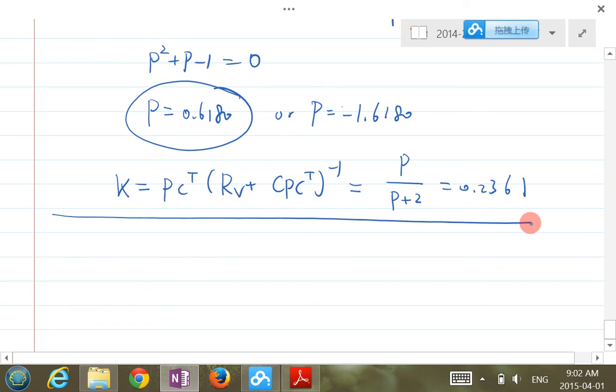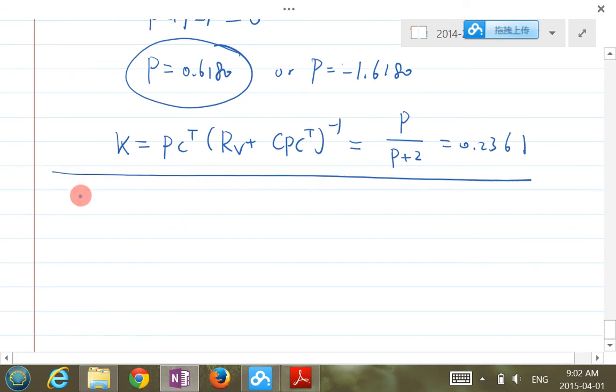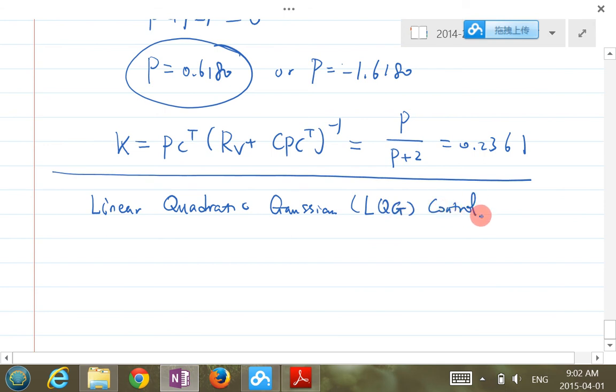Okay, so last point is the so-called linear quadratic Gaussian, which is LQG control. So Kalman filter is just a filter. What does it do? It basically gives you the information of your state variable x of k, and it's up to the user as to what you do with the estimate.